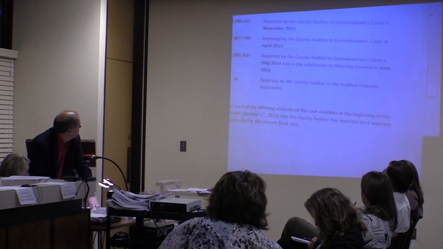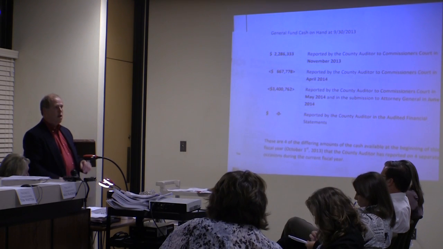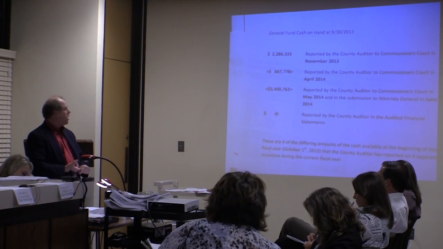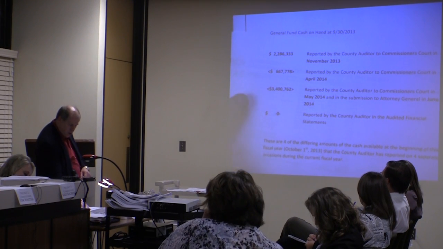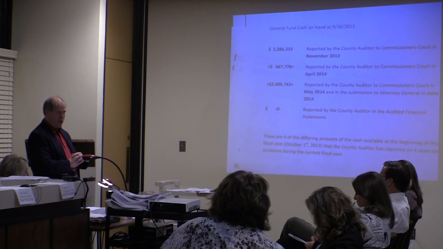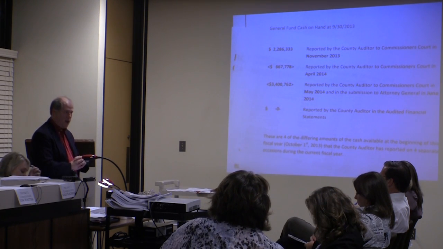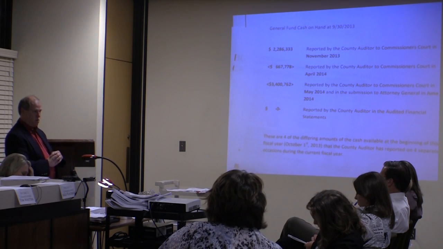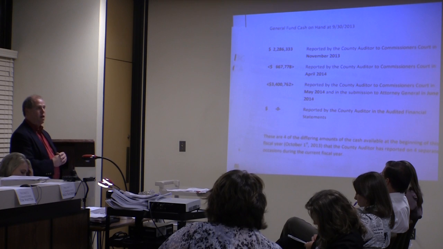2.286. That's a good number. That's what the cash in the bank is. It's not general fund cash. The $3,400,762 is the overdraft of the general fund cash undesignated in the bank account on that day.